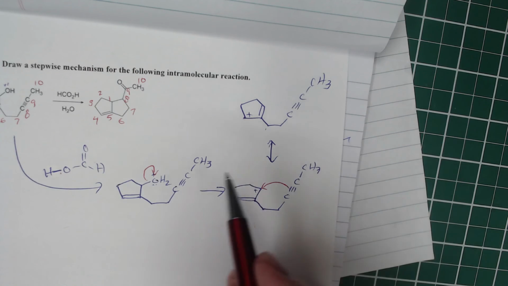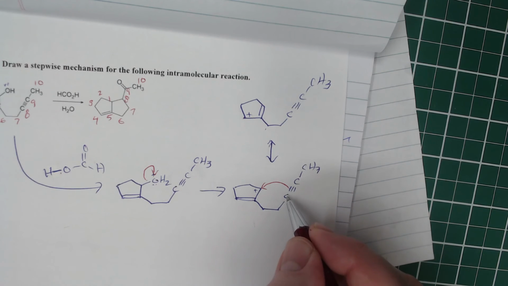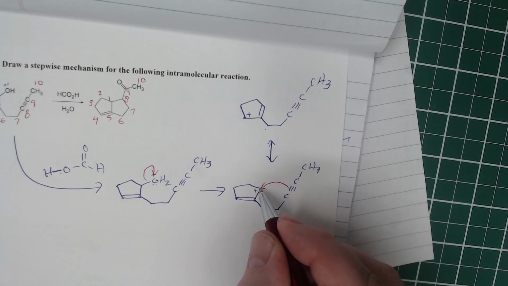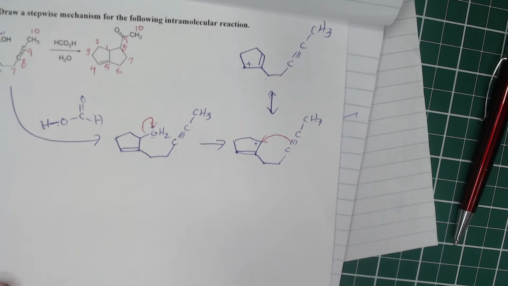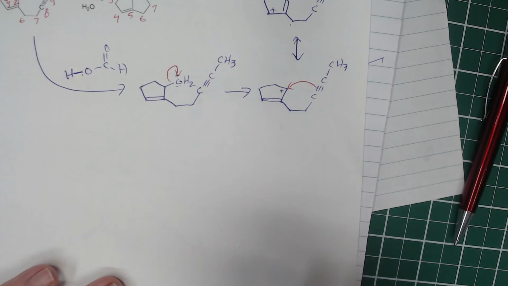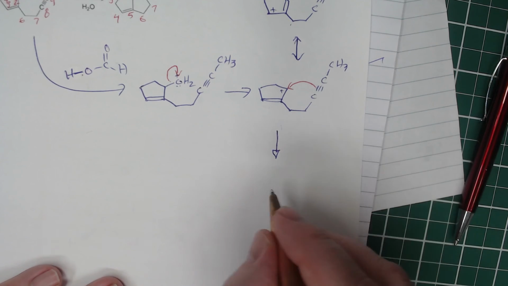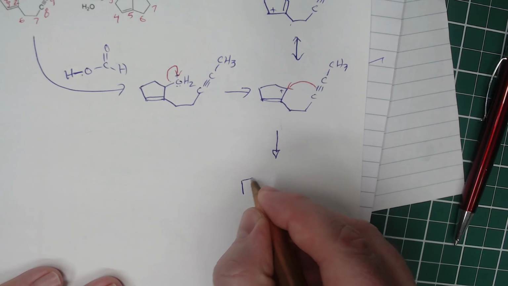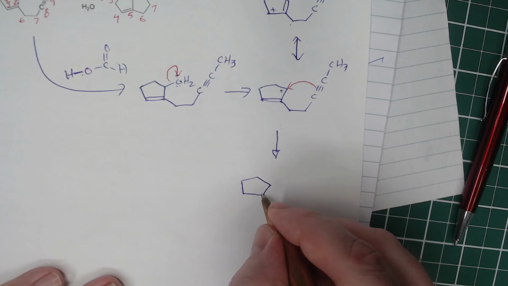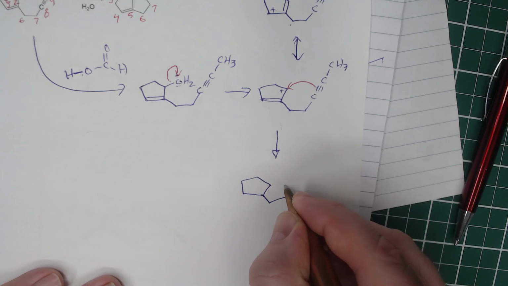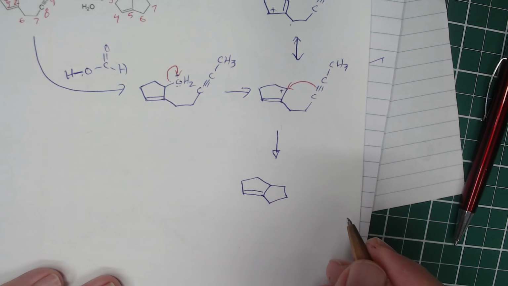And let's count real quick. We'll go back and look. So 6, 7, 8. This is 6, 7, 8. So this carbon is going to end up bonding to this carbon. I'm making sure it's all staying on the screen here. So that pi bond still stays there.